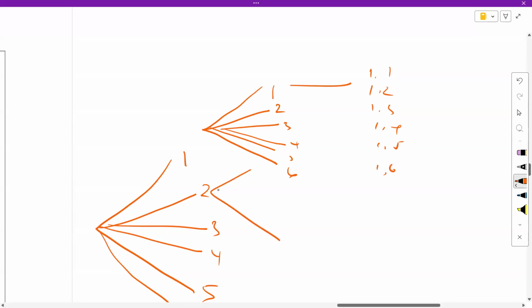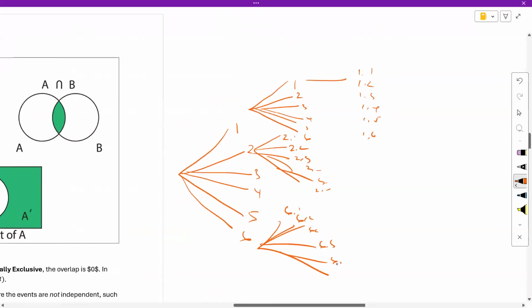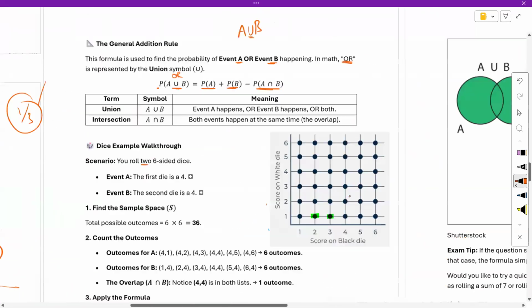Likewise, here: 2,1; 2,2; 2,3; 2,4; 2,5; 2,6. Likewise, here: 6,1; 6,2; 6,3; 6,4; 6,5. Likewise, how many outcomes can you get? 36. There are 36 outcomes.